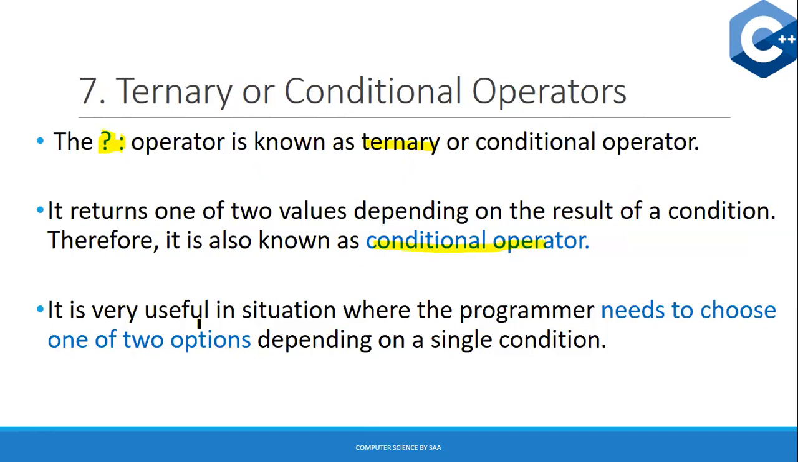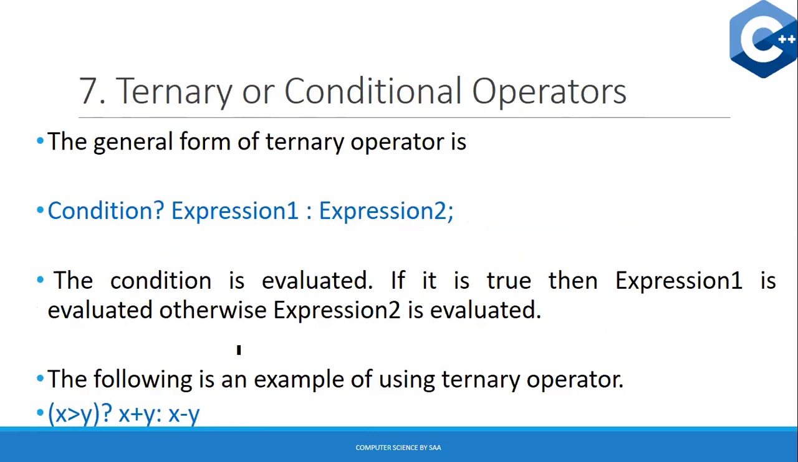It is very useful in situations where the programmer needs to choose one of two options. If we have two options and we have to select between them, we will use the conditional operator. We use it like this: first of all, we write the condition, then put a question mark, then the first expression, then a colon, then the second expression along with the semicolon.